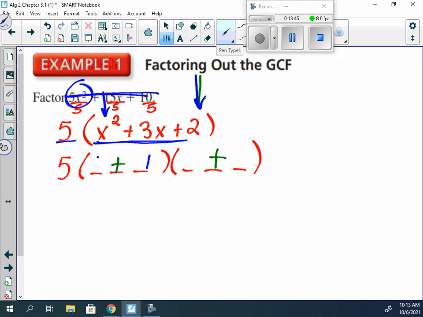So really, when we have this x squared, the only factors for x squared are going to be x and x. That's our only choice. Because the only things that multiply together to get x squared are x and x. Because we can't use 1 and x squared. We have to have an x in both spots.